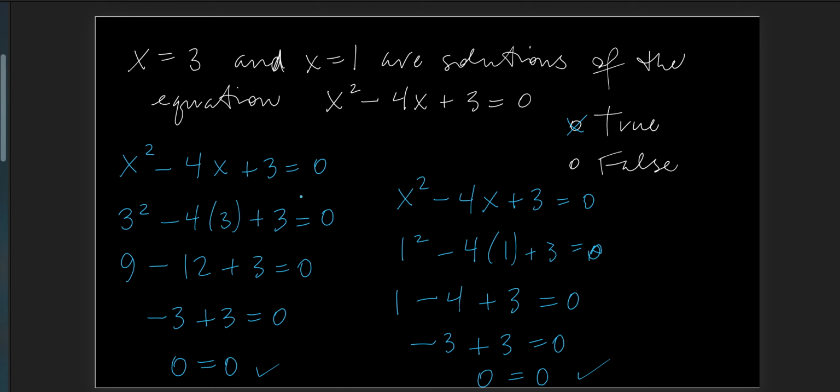If neither of the solutions check out, of course the answer is false. But if you get a problem where one of them checks out and the other doesn't, whichever one, if just one of them doesn't check out, of course the answer is false. They both have to check out for the problem to be true. But that's how you do that.